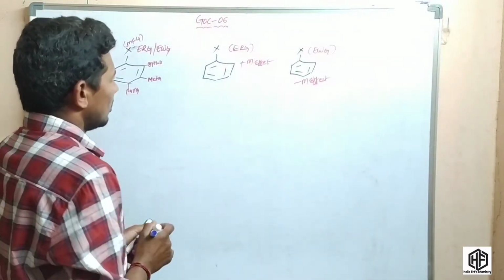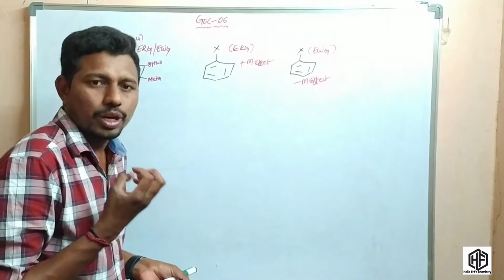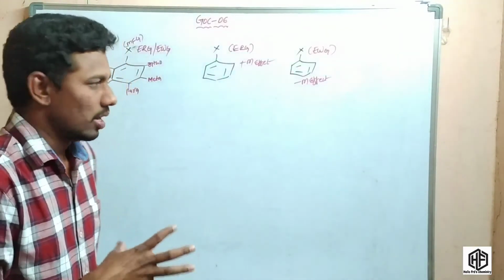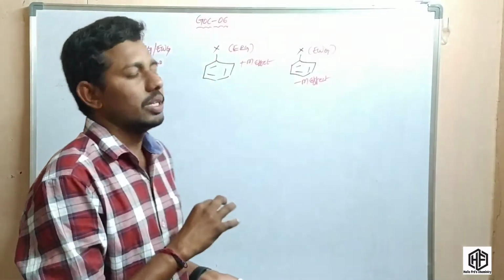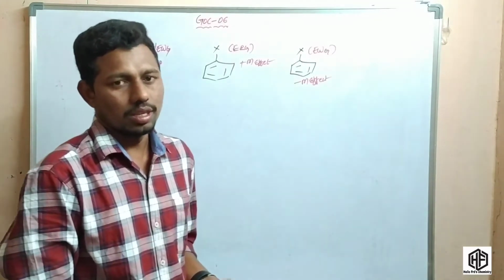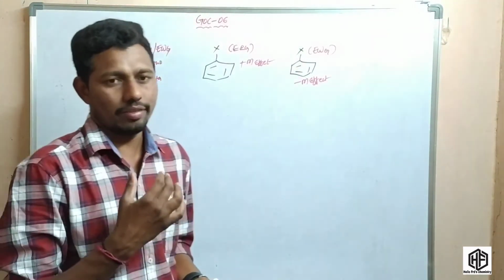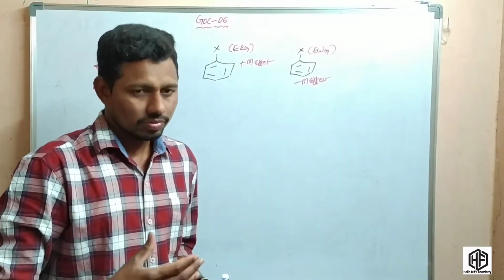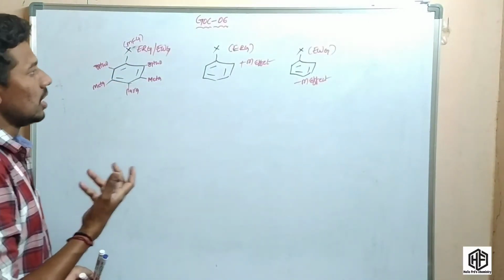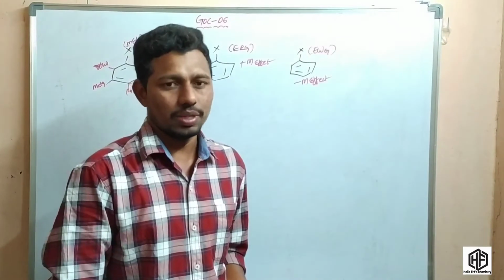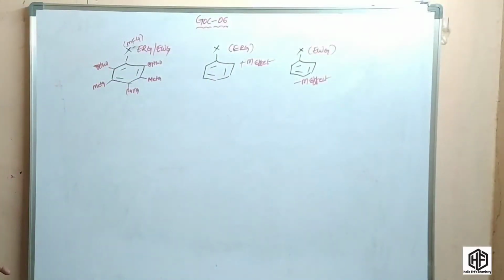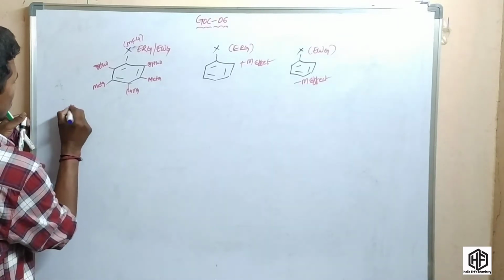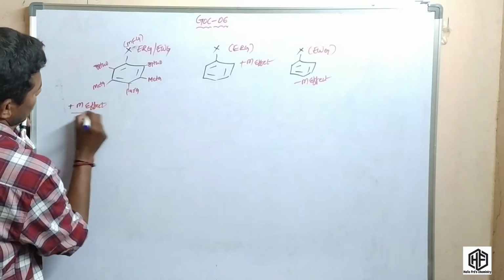Now we are going to learn, when the plus M effect is present in the benzene ring, in which positions the electron density of the benzene ring will be more and in which less. Likewise, when the minus M effect is present, in which positions the electron density will be less or more. We have to face these kinds of situations in our competitive exams. Now we are taking the plus M effect in the benzene ring.